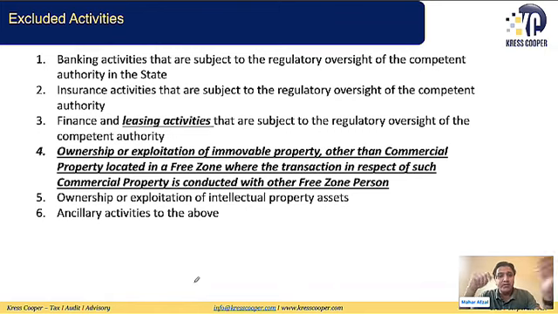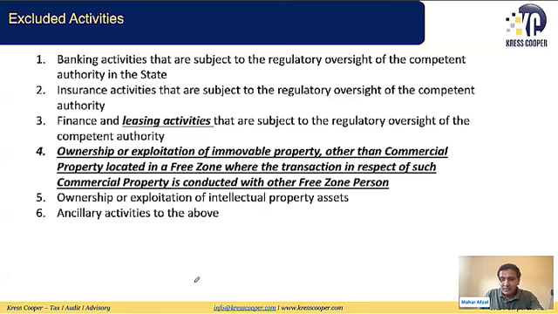Specifically, in the excluded activities, they mentioned banking, insurance, leasing activity, and ownership and exploitation of immovable property is also an excluded activity. And it doesn't matter where this immovable property is. There is one exception: commercial property located in the free zone, where the transaction in respect of such commercial property is conducted with another free zone person.